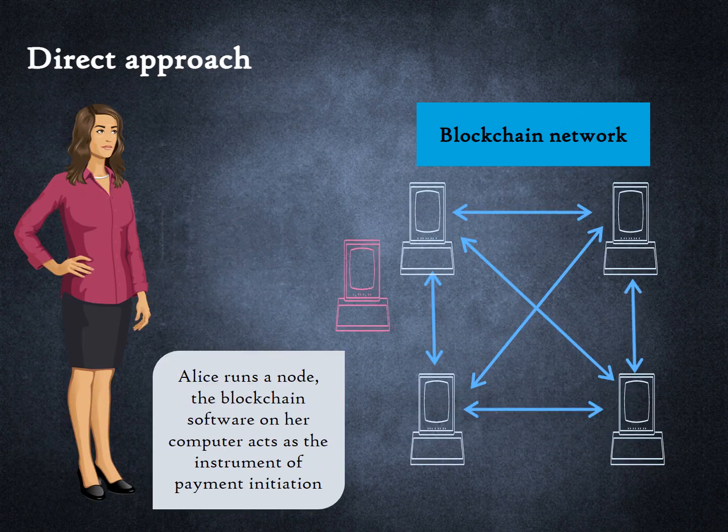In the direct approach, Alice can run a node on the blockchain network. She needs to download a software on her computer and ensure that the computer meets the hardware configuration requirements of the network. Once connected to the network, Alice can make payments to any blockchain address associated with the network. The software program that most people use to run a Bitcoin node is called Bitcoin Core. This software becomes the instrument of initiation for Alice.